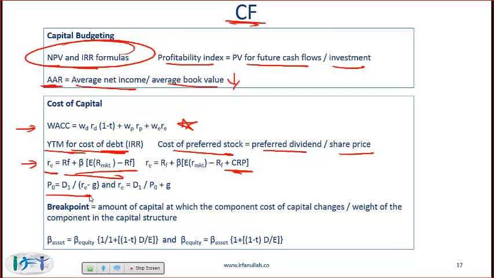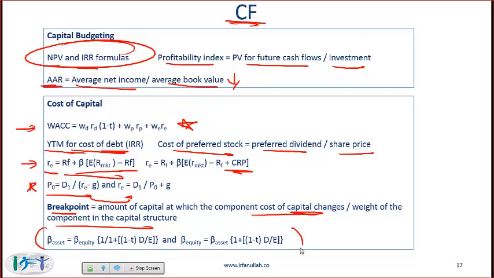This is the Gordon growth formula, which is a type 1 formula. You absolutely need to know this. And then from Gordon growth, you can also come up with cost of equity, which assumes that the market is efficient and the stock is fairly priced. Breakpoints. So this is where the cost of equity changes. A breakpoint is equal to the amount of capital at which the component cost of capital changes, divided by the weight of the component in the capital structure.